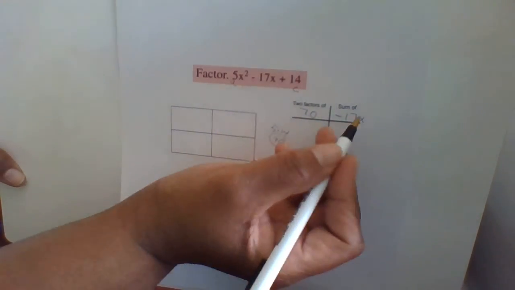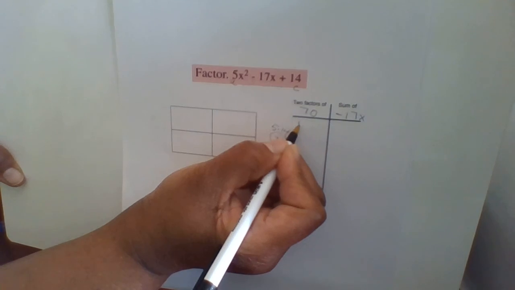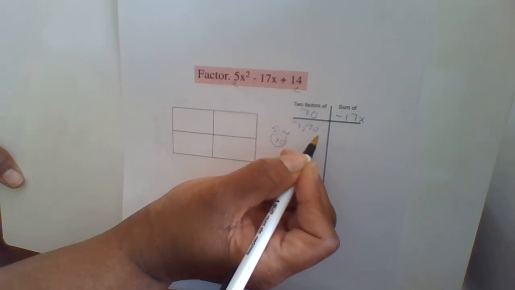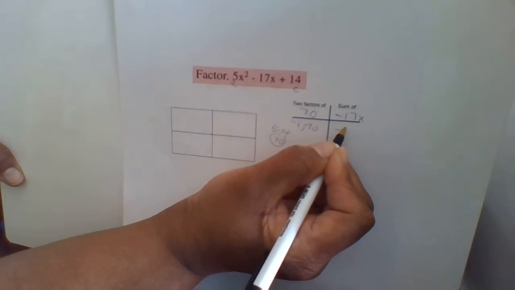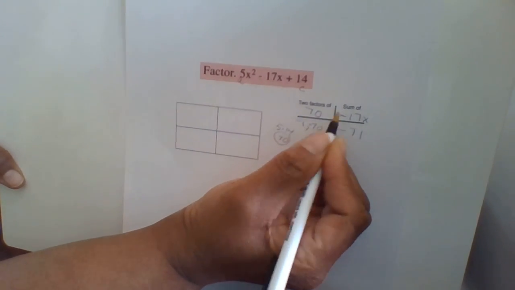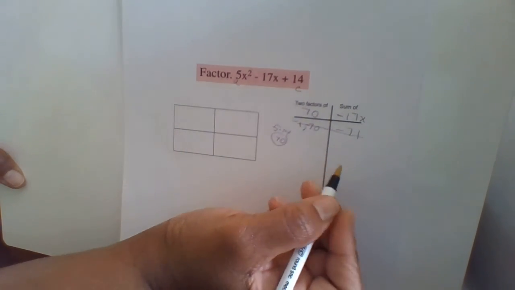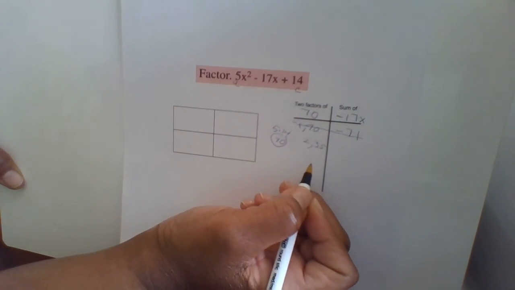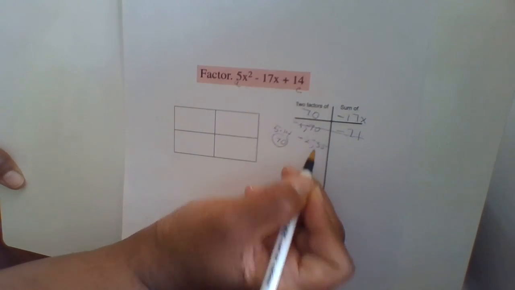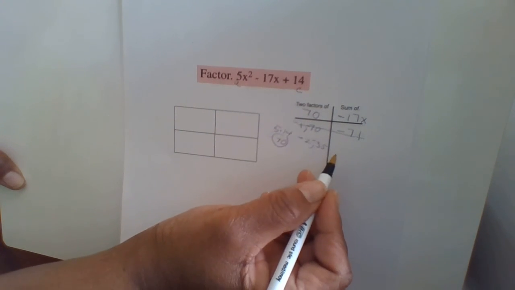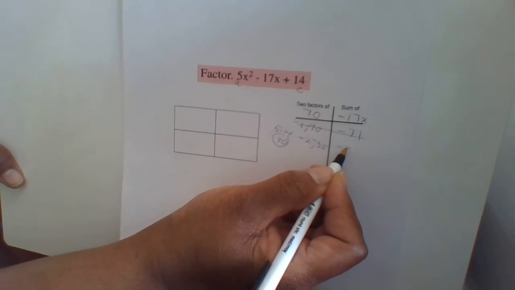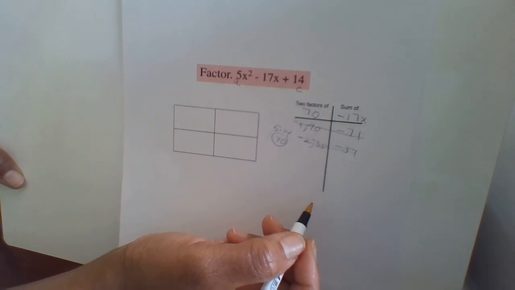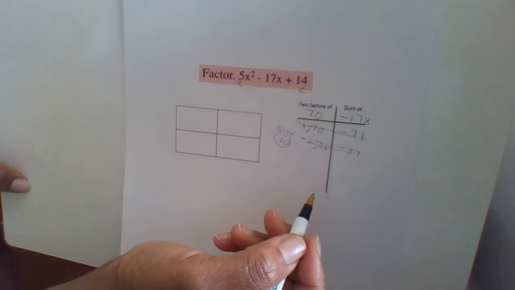So you start going through the factors of 70. 1 and 70. Both of them have to be negative. In this case, the sum is negative 71. I need negative 17. Go to the next one. 2 and 35. Both of them have to be negative. But negative 2 plus negative 35 is negative 37. I need negative 17. So you keep on going through the factors.